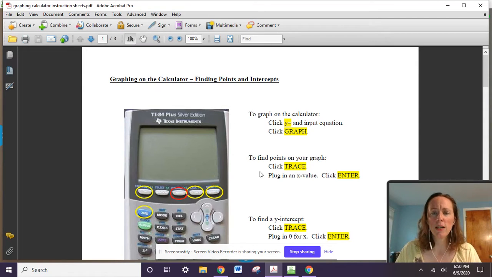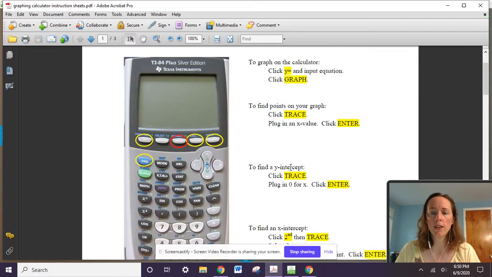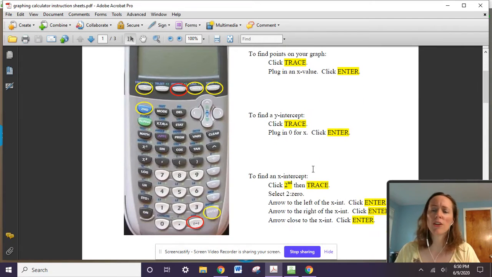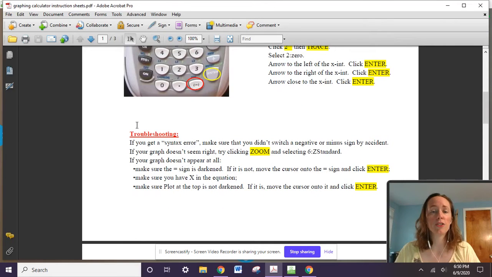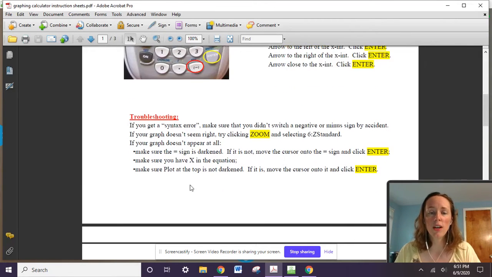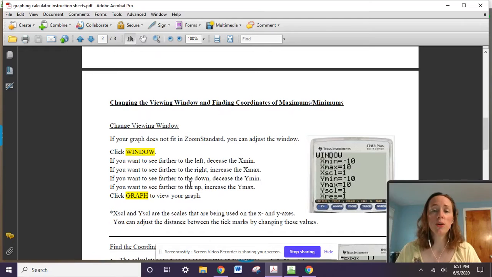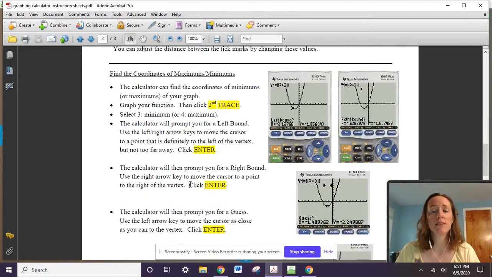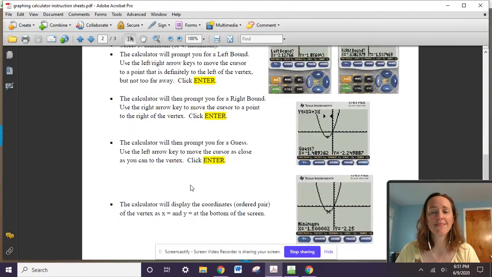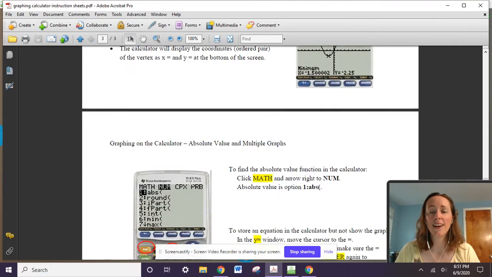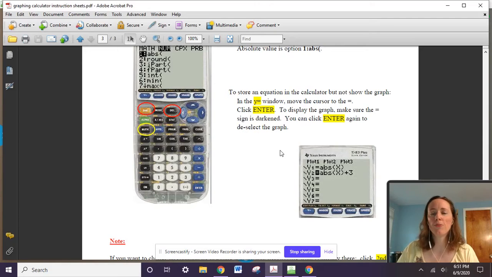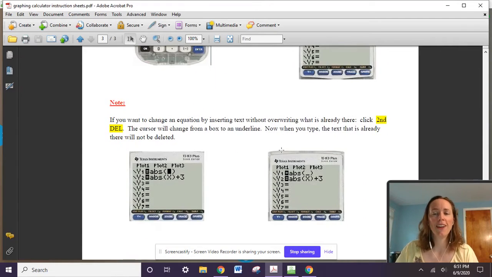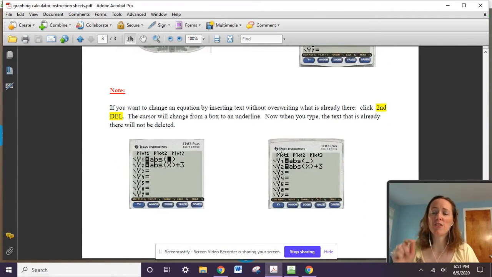So finding points on a graph, finding y-intercepts, finding x-intercepts. These are all skills that I know that you already have, but I thought you might like to have this handout. Here's some troubleshooting things that can go wrong. Changing the viewing window, finding maxes and mins, how to graph absolute value, and some other tips and tricks for a calculator. All right, so that's a very good handout to print or to save for future reference.